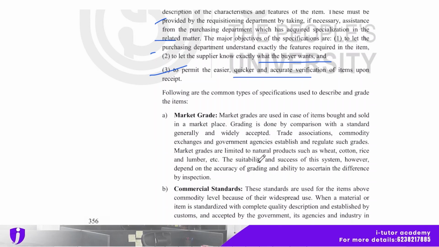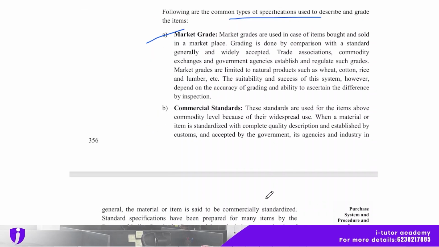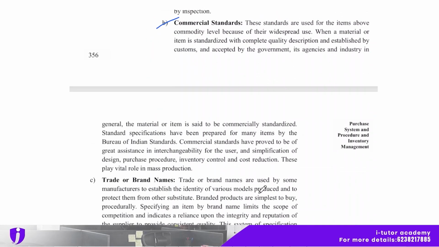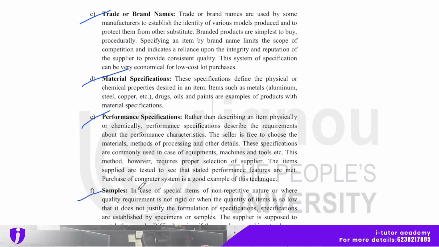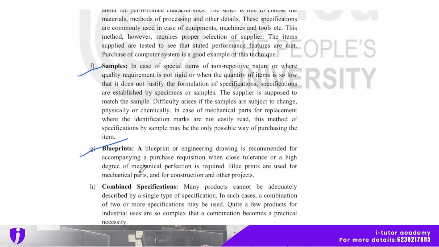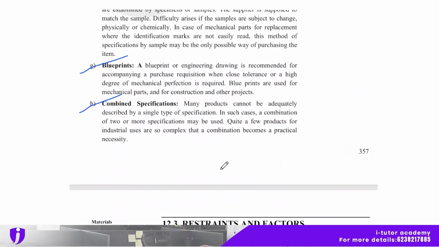Okay, and following are the common types of specification used to describe and grade the item, that is market grade, commercial standard, trade or brand names, material specification, performance specification, sample, blueprints, combined specifications, etc.